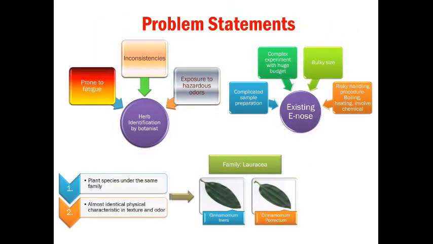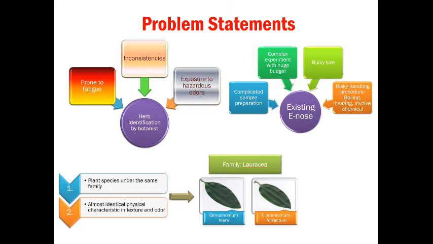This is the problem statement, why we want to develop the e-nose system. From the previous slide, you can see that existing e-nose systems involve really complicated sample preparation and complex experiments, with huge budget, bulky size, and risky handling procedures like boiling, heating, and importing chemicals. And if we use botanists, they are prone to fatigue, inconsistencies, and exposure to hazardous odors.